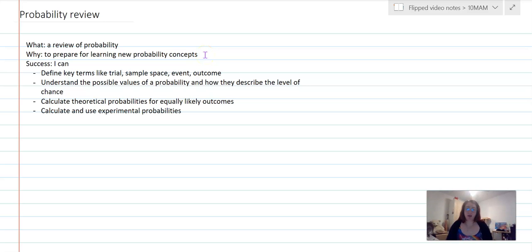Our success criteria here are that we can define the key terms we need, like trial, sample space, event, and outcome. We can understand the possible values of a probability and how they describe the level of chance of the event we're talking about. Calculate the theoretical probabilities for equally likely outcomes, and calculate and use experimental probabilities. So let's first have a look at these definitions.